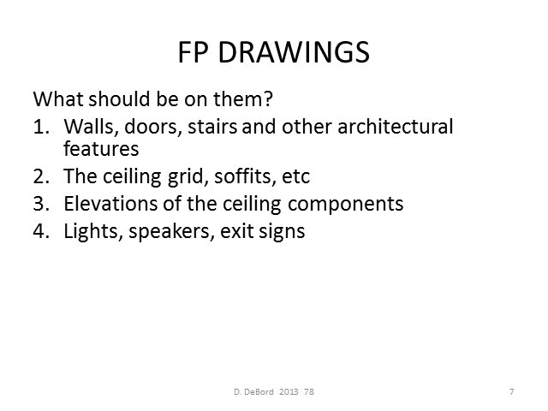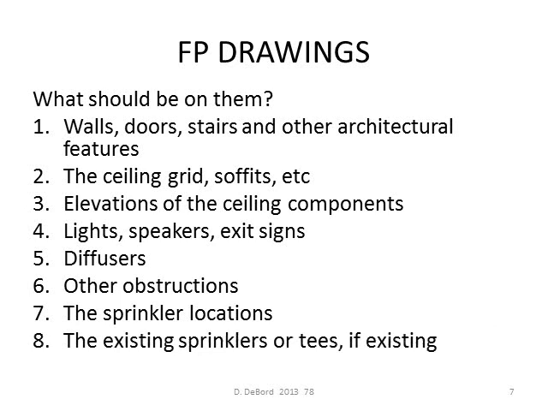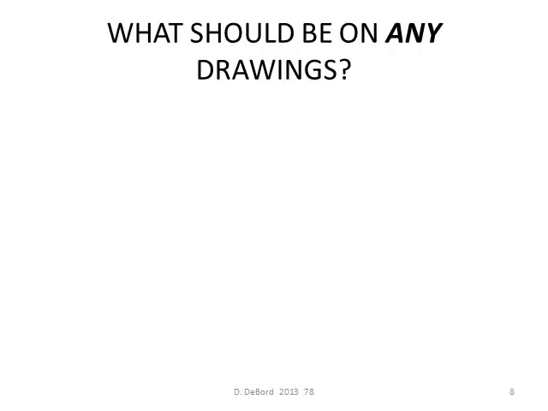Lights, speakers, exit signs, other things that are attached to the ceilings. Diffusers, of course, where the air is coming from, how it's getting out, any kind of other obstructions we might have. And the sprinkler locations, that's where we come in. If it's an existing installation that's being modified, we need to show the existing sprinklers or T's if those are existing. Sometimes they're just plugged T's if it's new construction. And we should also show the fire standpipes, sprinkler risers, fire department valves, and fire extinguishers.